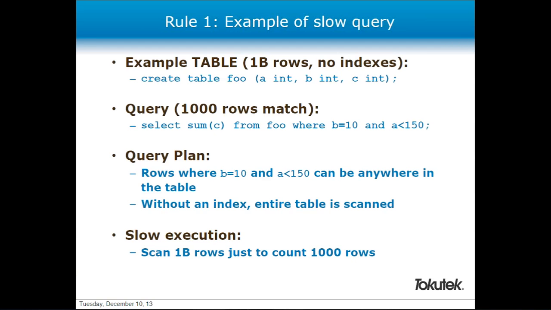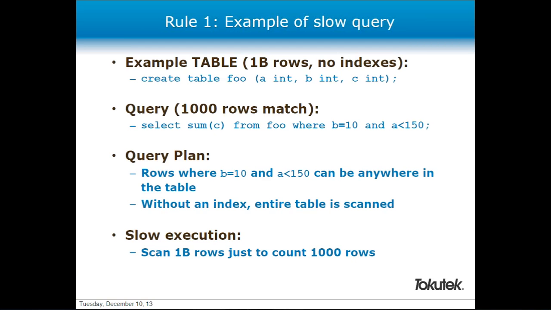So suppose I have a giant table with 1 billion rows and no indexes. It's a simple table schema, 3 integers, A, B, C. And I have this query that I care about. Select C from foo where B is equal to 10 and A is less than 150. Well, what's the query plan?